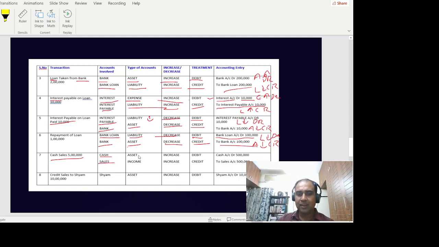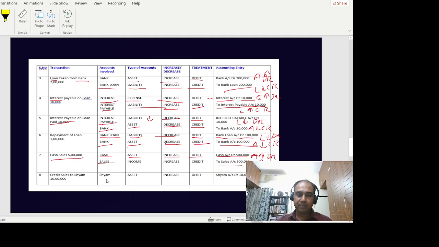Clear, guys? Now cash is an asset, everyone knows. When I do a cash sale, what happens? My asset will increase. Increase means debit. So the entry will be what? Cash account debit. Why? Because asset increase means debit. Sales is income. Income is also increasing, means credited.